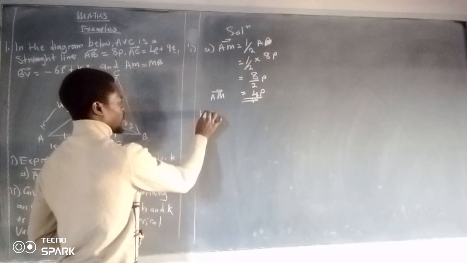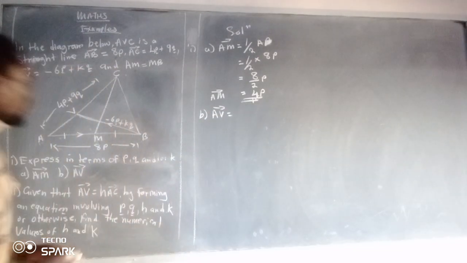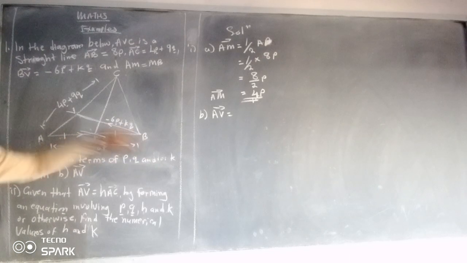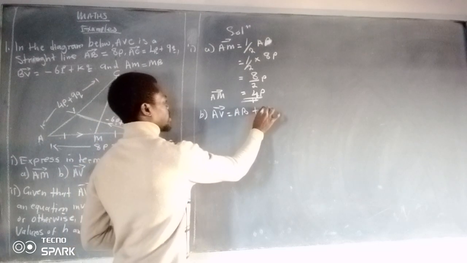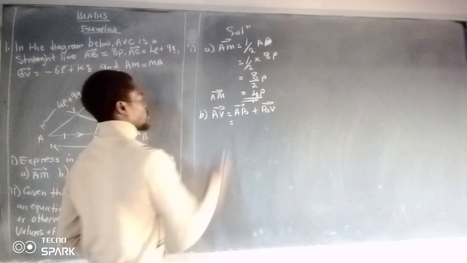Let us find the vector AV. We need to find AV. So this one, you can move in either direction, whichever will be the best. So we move AB plus BV. That is the direction that we're going to move.